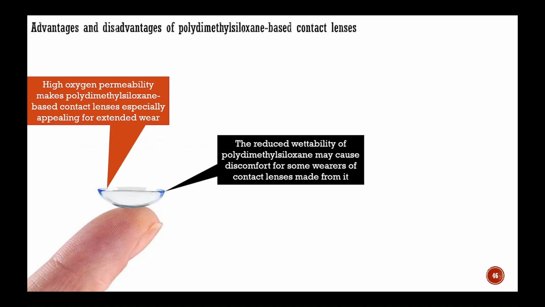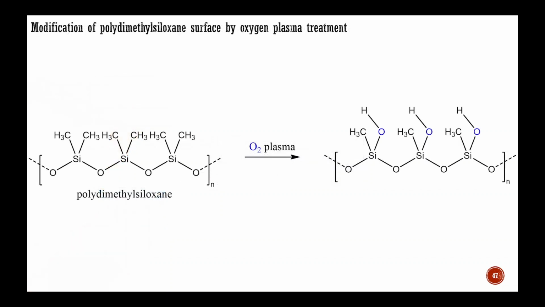Most modern contact lenses are produced from polydimethylsiloxane and its copolymers with monomers possessing polar groups. These copolymers allow for further surface modifications to improve moisture retention. One common technique to improve the wettability of polydimethylsiloxane-based contact lenses is oxygen plasma treatment.